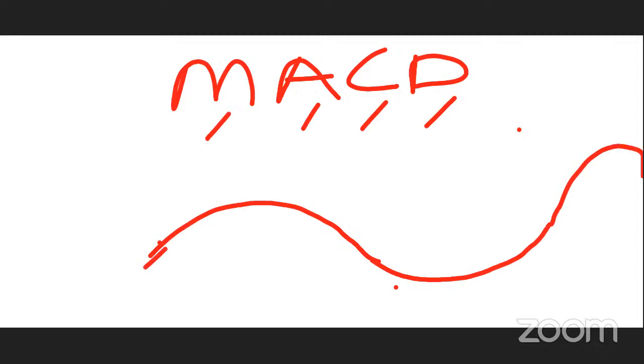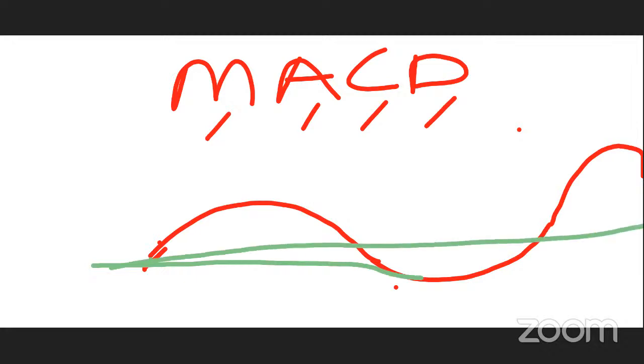Now this curve here has a line, usually a zero line, that separates the red side from the green side. It's usually in the middle. Now, these curves are formed by histograms. Histograms are just lines like this.